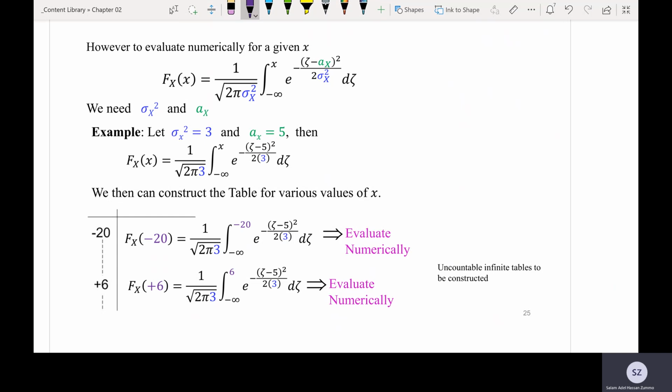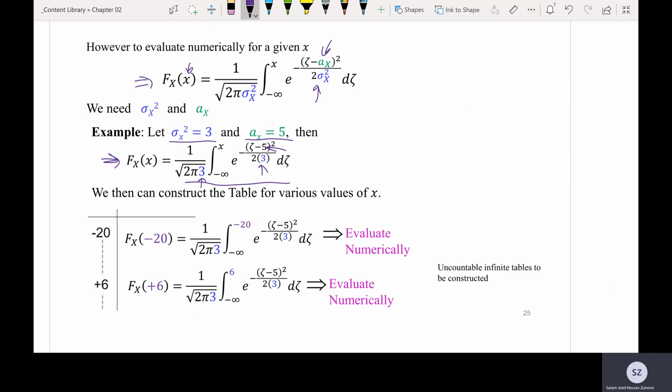So in order to evaluate for specific x, we go with this, right? A specific Gaussian random variable has a specific mean, or average, and a variance. Then, in order to find the CDF at any number x, we need to evaluate this numerically. Let's have an example of sigma x squared equal 3 and the mean equal 5. Then the function will be given by this. You're just plugging in 3 for the variance and 5 for the average.